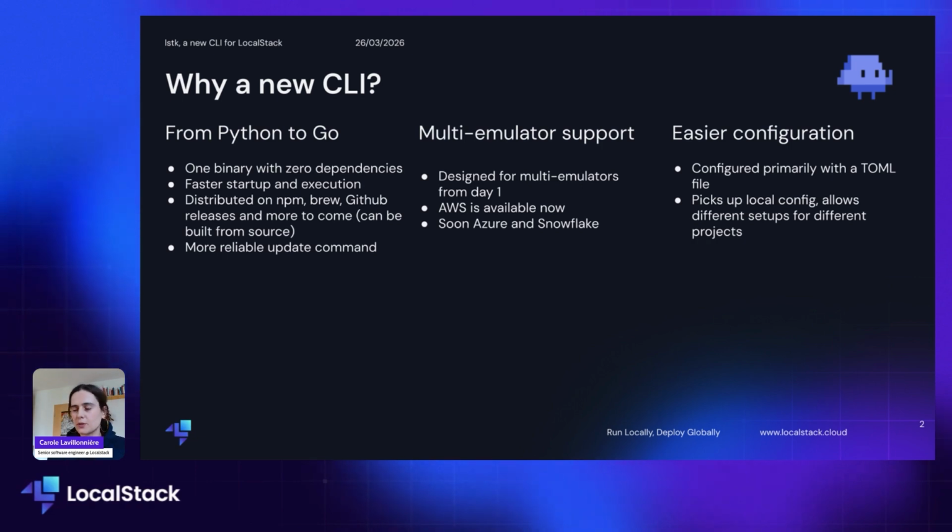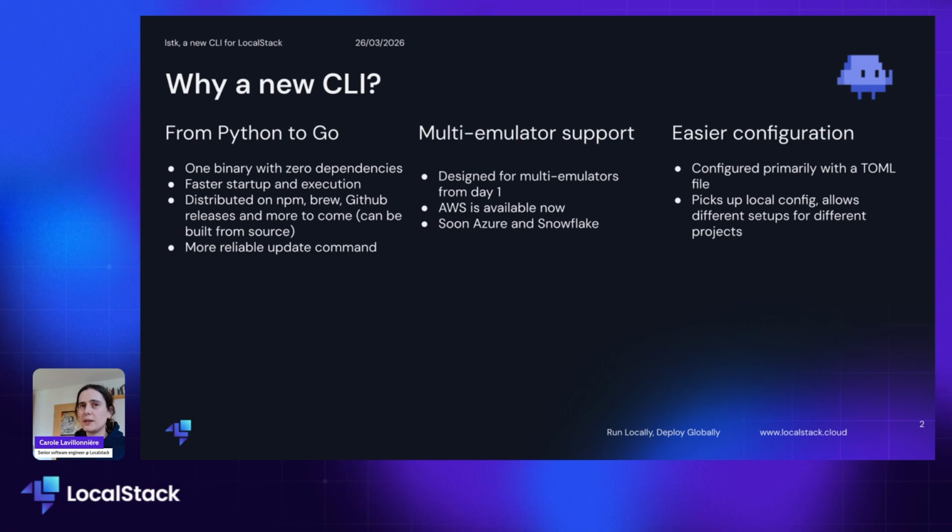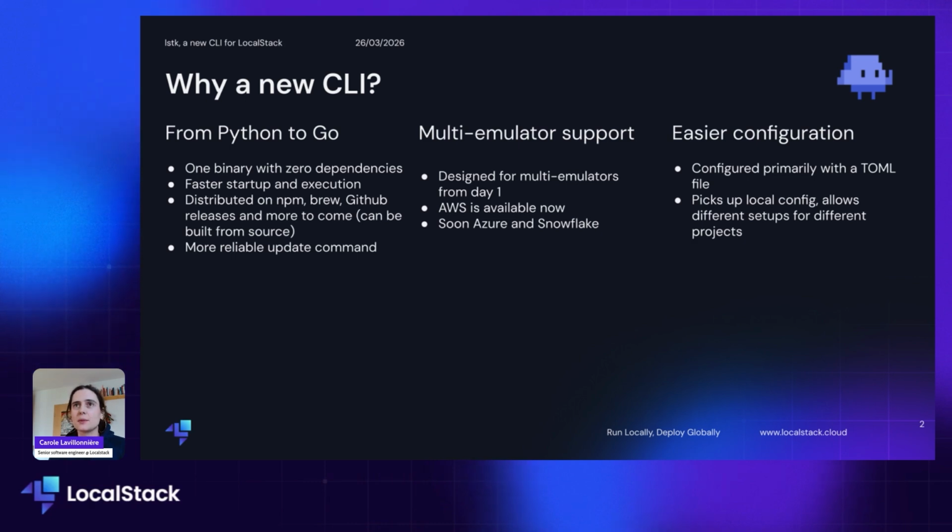Of course, because it's built in Go, it's also faster. It's faster to start and faster to execute than Python. And it's easier to distribute than the previous CLI. You can already find it available on NPM, Brew, and GitHub releases. You can also build it from sources if you like. It's available publicly on GitHub. But there will be more to come.